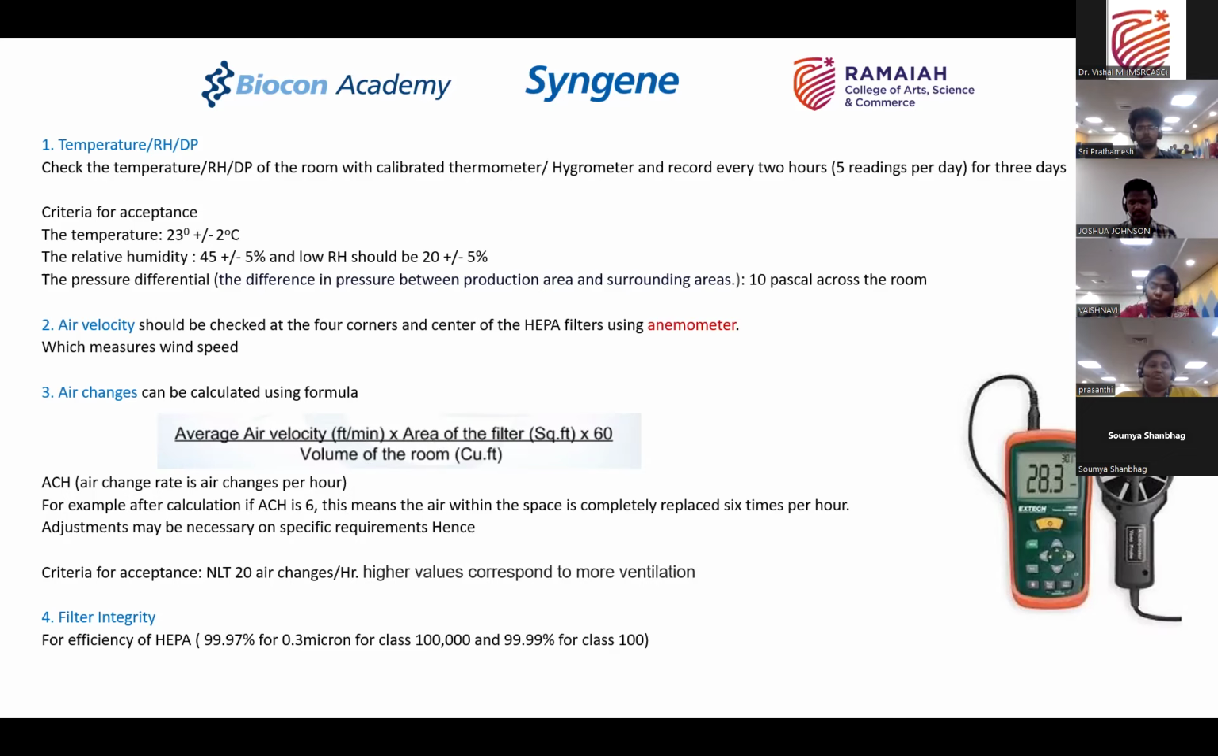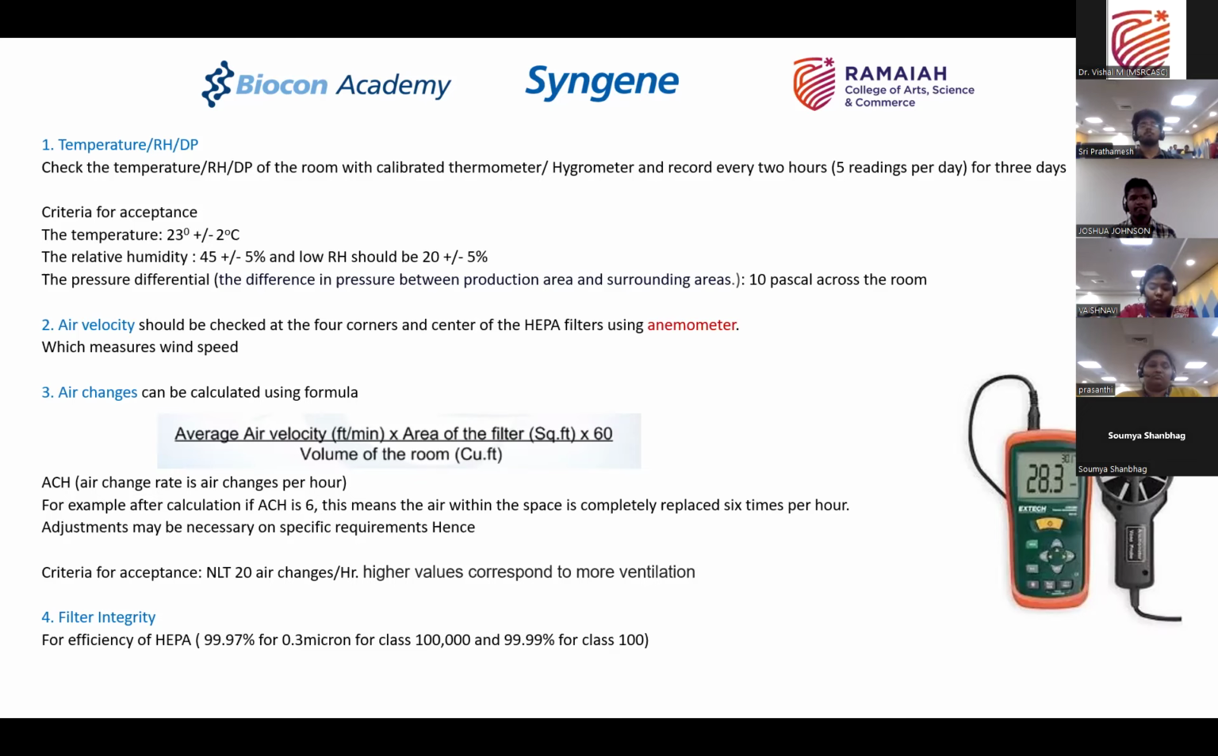If the air change rate is coming 6, what does ACH 6 mean? It means the air within that space is completely getting replaced 6 times per hour. That is the change in the air which is happening in that area. So the air change rate is calculated with the formula given, and if it is 6, the air in that area is replaced completely 6 times in an hour.